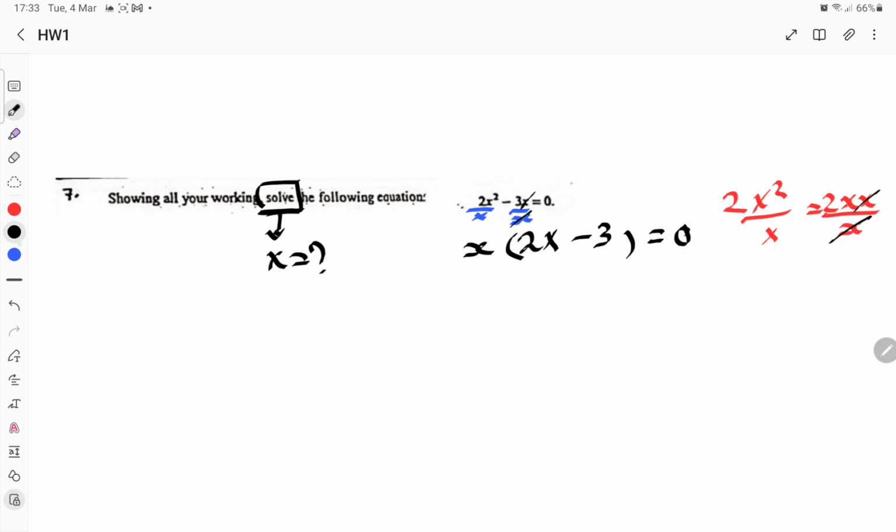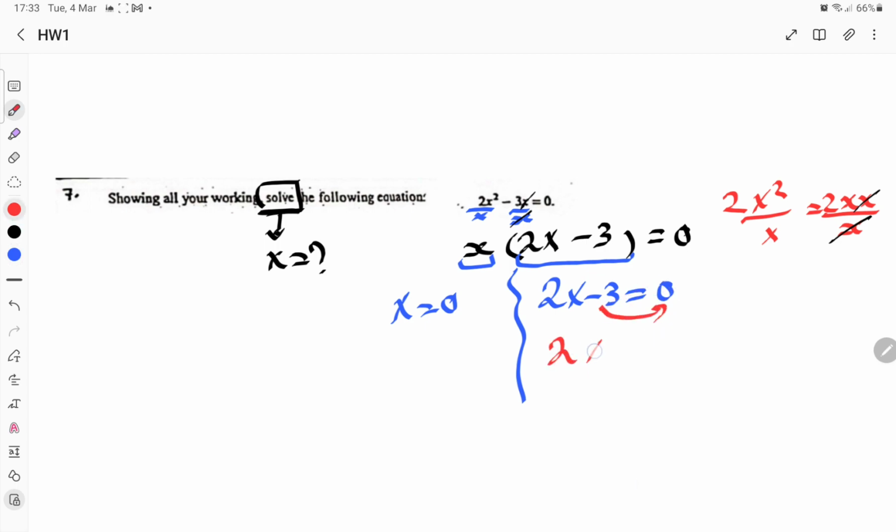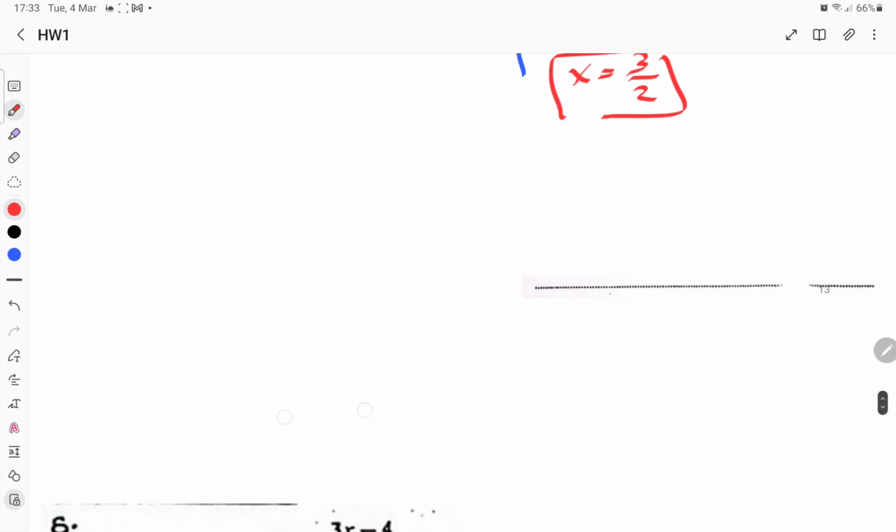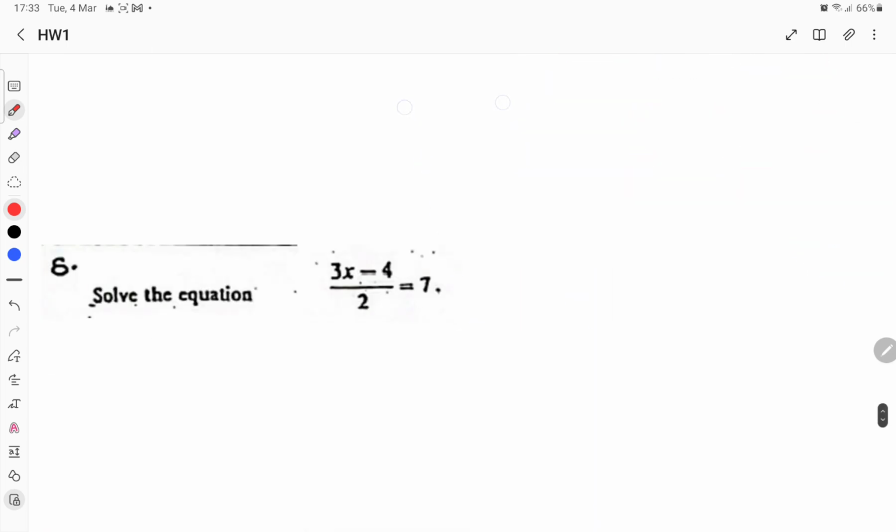So you have this, just the 3 equal to 0. This means that either x is equal to 0, the first one is equal to 0, or the second bracket is equal to 0, because both of them multiplied is equal to 0. So 2x minus 3 is 0. And then the minus 3 moves with the plus, so 2x equal 3, x equal 3 over 2. So I have two answers: x equals 0 or 3 over 2.